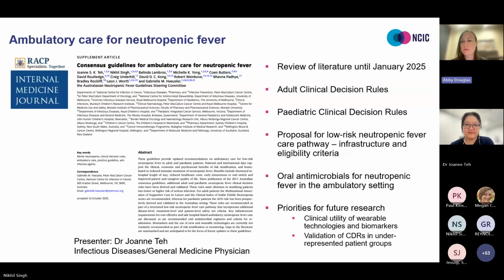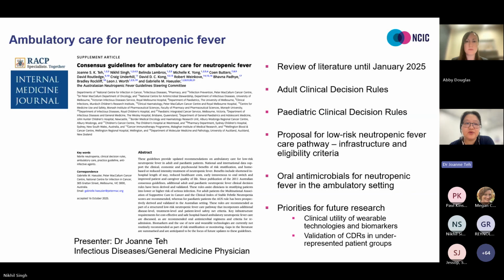Thanks, Abby, and everyone for the opportunity to present the ambulatory care portion of this guideline on behalf of my co-authors. Our chapter attempts to answer the question as to whether some patients with neutropenic fever can ever be safely managed in the outpatient setting.